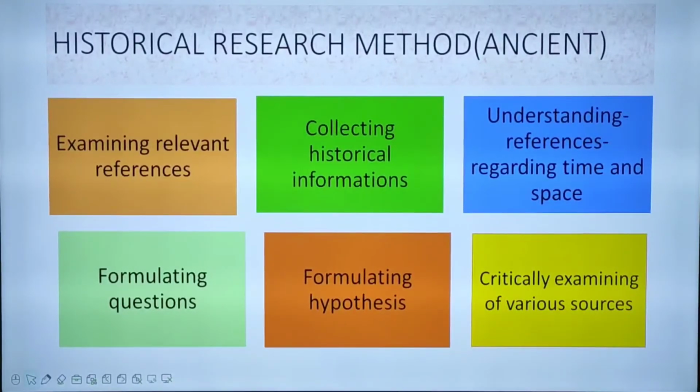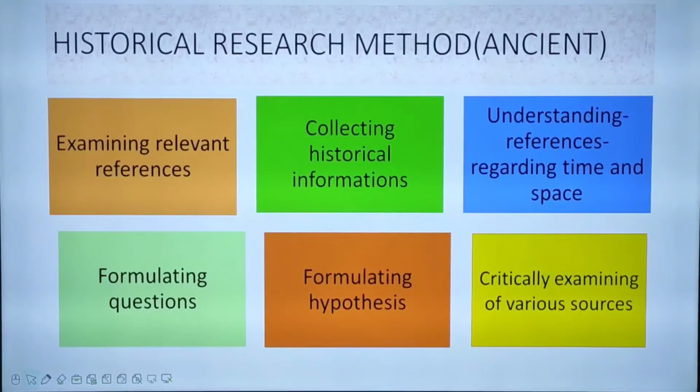And last is critically examining various sources. You get all the information, you use all these methods, and one thing you do is go on critically analyzing. Like, this is not the way it is done, this is how it is done. That is called critically examining various sources. So in the ancient period, these were the 6 historical research methods used, and you could pick up any one method of your choice. So you can pick up the first one, the second one, the third, and it goes on.